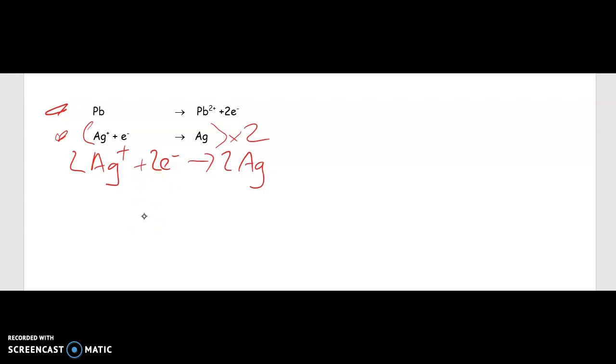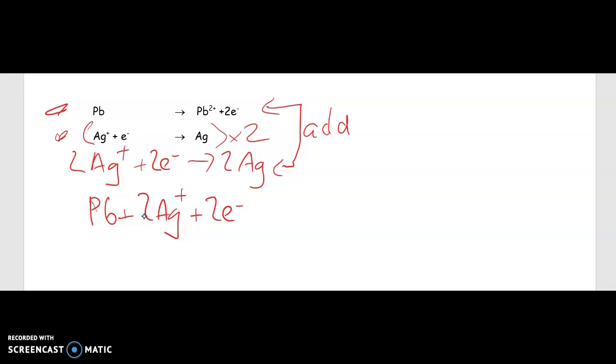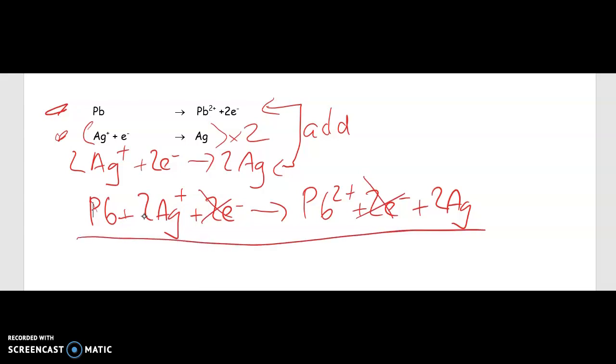And then you add this and this one. You're going to add, and you get Pb plus 2Ag+ plus 2 electrons goes to Pb2+ plus 2 electrons plus 2Ag, and I cancel out the electrons that are the same on both sides. So this is the fully balanced overall equation.